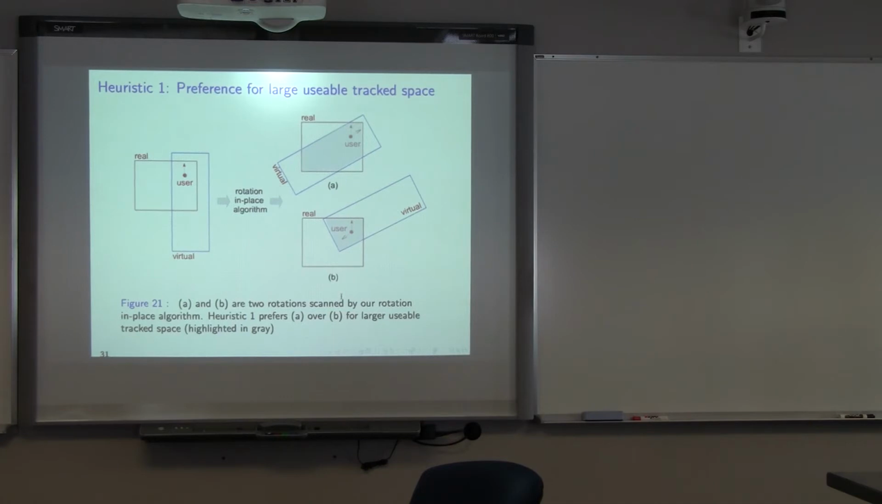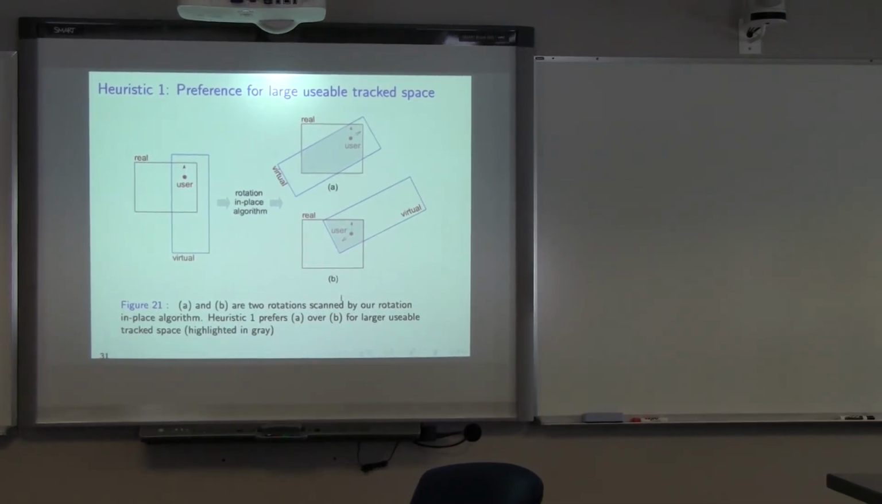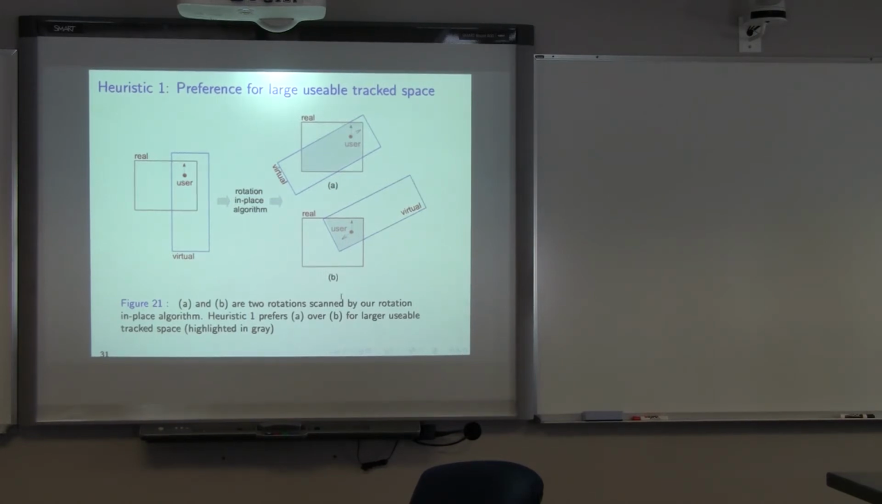When the user navigates in the virtual world, he doesn't see anything in the real world. But when he sees a virtual obstacle, he will stop at it. So a real world track space is only usable when it is covered with a virtual space. So we call the overlapping space the usable track space. The first heuristic prefers a rotation that results in a large usable track space.